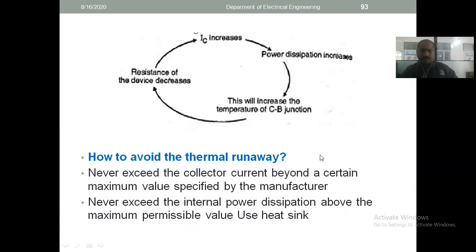So two things are important for avoiding thermal runaway. One important thing is that we must not let the collector junction temperature go over a certain limit, right? Each and every device is manufactured by a manufacturer, and it is told, for example, consider a 20 milliamperes rating. So don't exceed the limit of 20 milliamperes, right, if it is specified by the manufacturer.